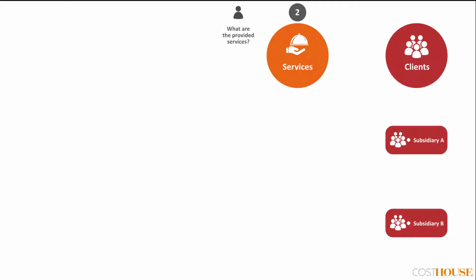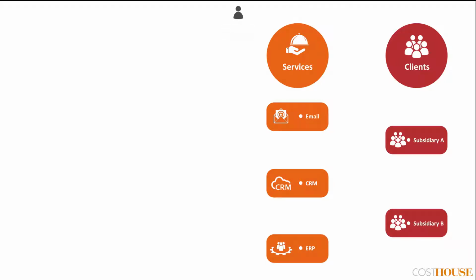This IT department has identified its clients. Here, it will be two subsidiaries they wish to invoice. It has built its services catalog composed of three services: email, CRM, and ERP. The example here is very simple since an IT department can offer more than 100 services.